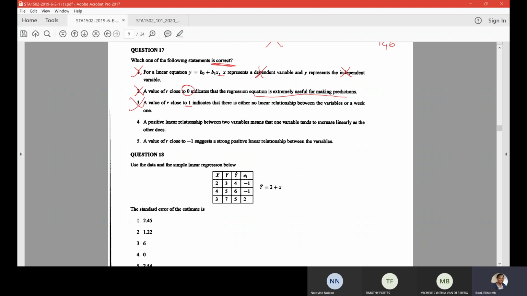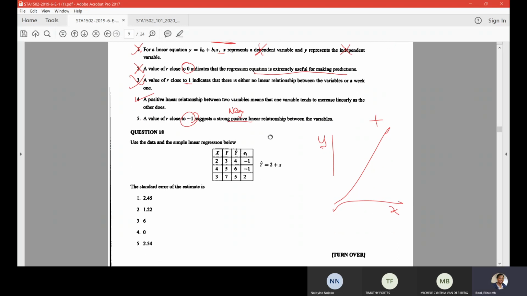A positive linear relationship between the two means that when one variable increases, the other does. If x increases, y increases, and this we call a positive relationship. So that will be correct. R closer to -1 states that positive? We know that a -1 should be a negative relationship. I'm not going to go much into that.